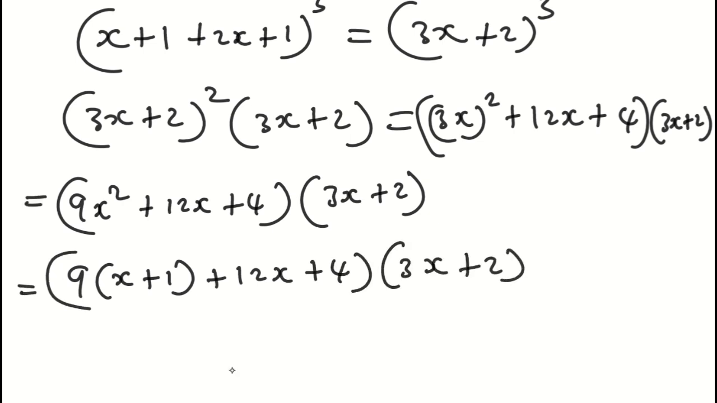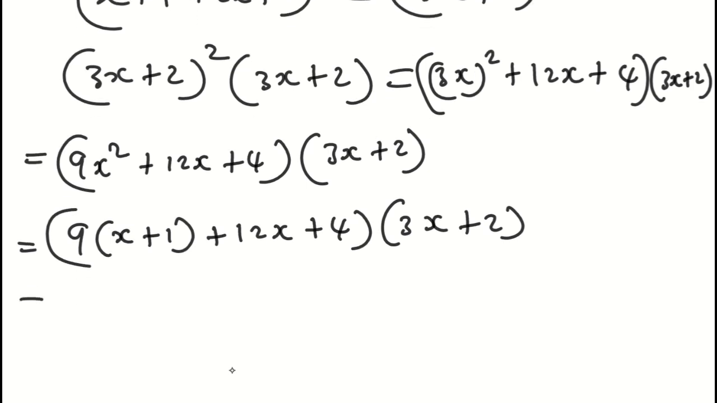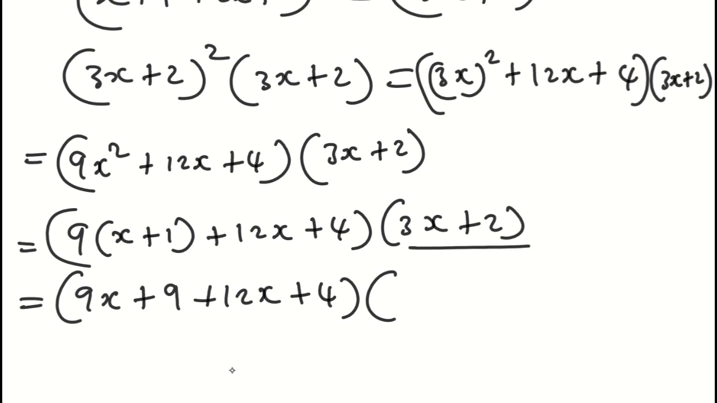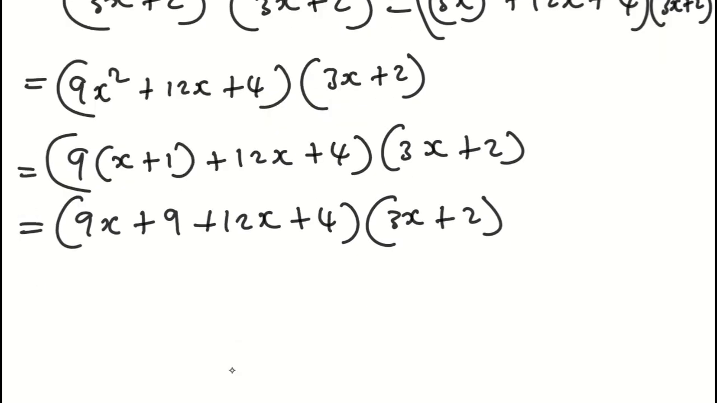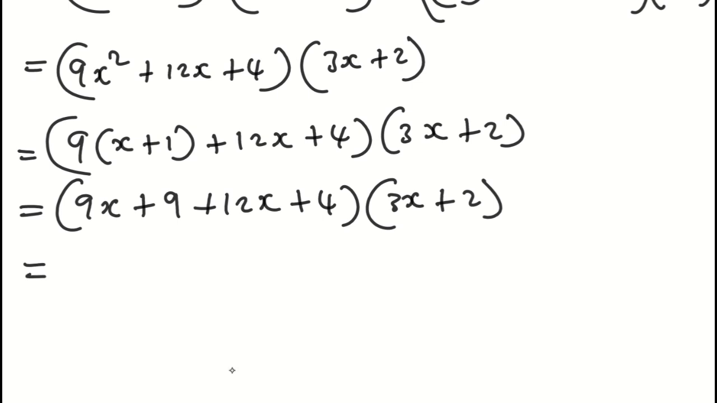Okay, very good. Now moving on, let's expand this. 9 times x, that's 9x. 9 times 1 is 9, then plus 12x plus 4 in bracket, right? And then 3x plus 2. Okay, moving on. This is going to be equal to what? What's 9x plus 12x? That's what? 21x. Then 9 plus 4 is what? 13. Let's put this in bracket, and then what?